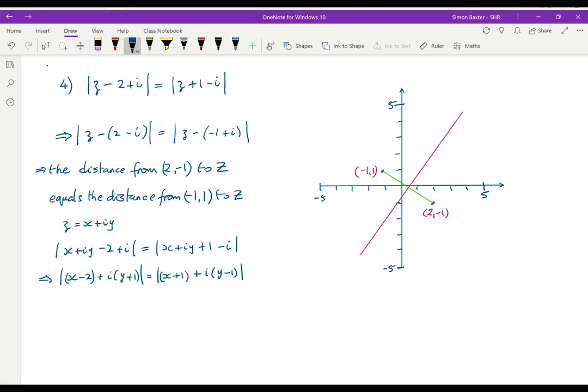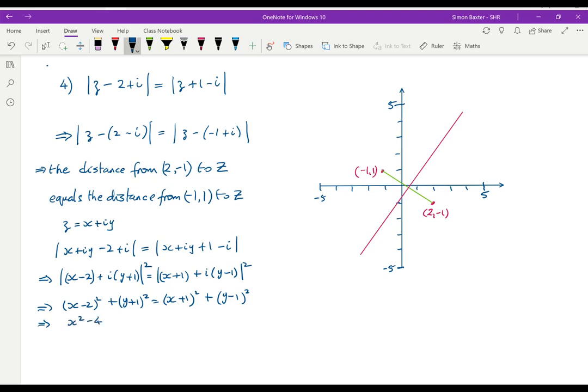We want those two moduli to be equal. Well, what is the modulus of a complex number? We just square the real part, square the imaginary part, add them, and then square root. Well, if we square both sides first, then we haven't got to worry about the square root. We've now got (x-2)² + (y+1)² = (x+1)² + (y-1)². Okay, let's work that out.